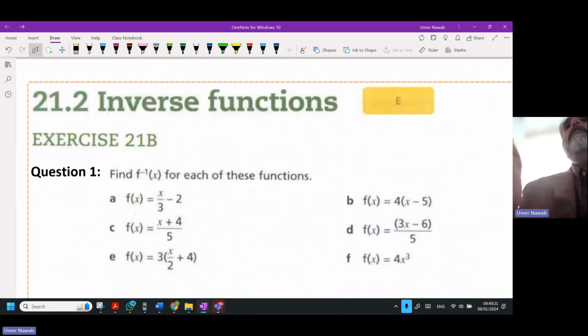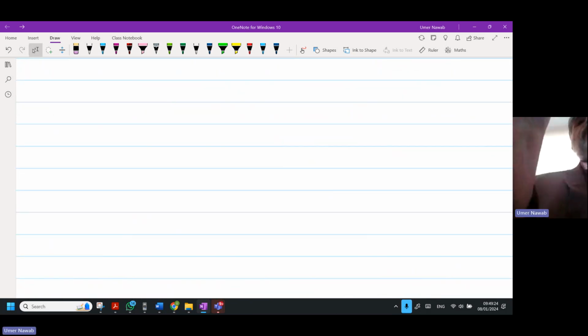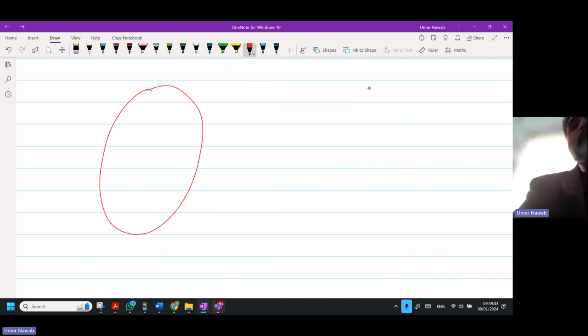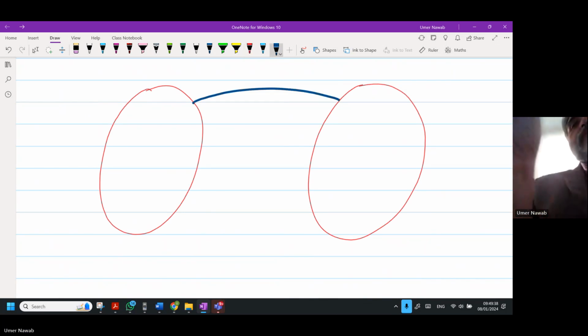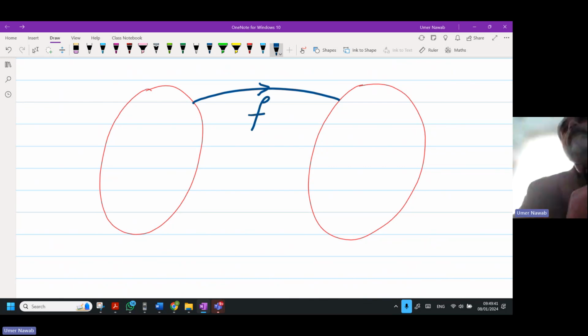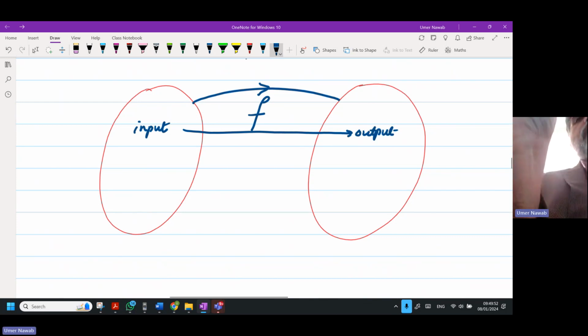Next concept is inverse functions. When we talk about inverse functions, guys, it means we are doing the opposite work. Let's try to understand it through the diagram. Guys, a function is a rule which connects your input with the output. Your input is x and your output is f of x or y. Clear?